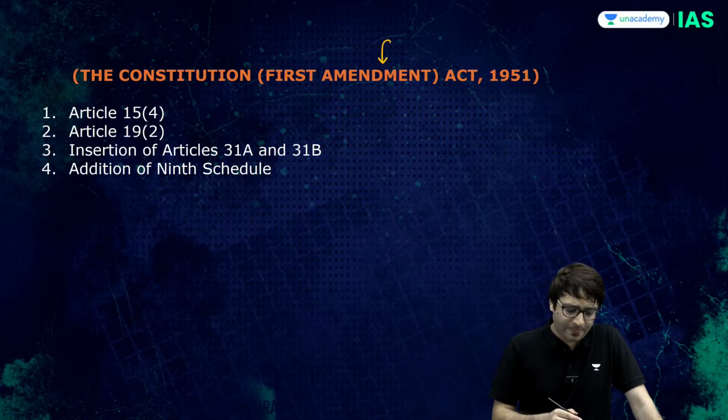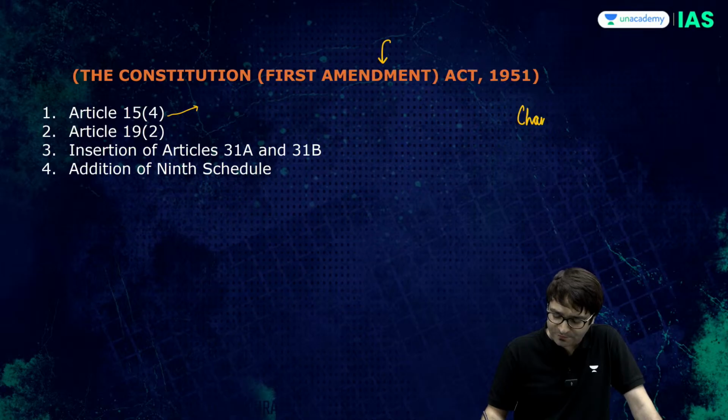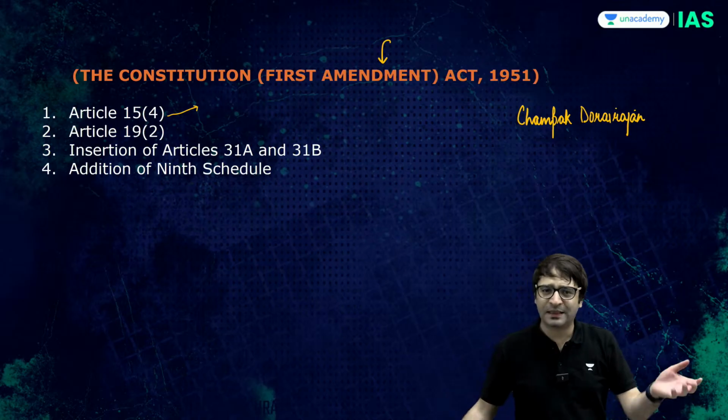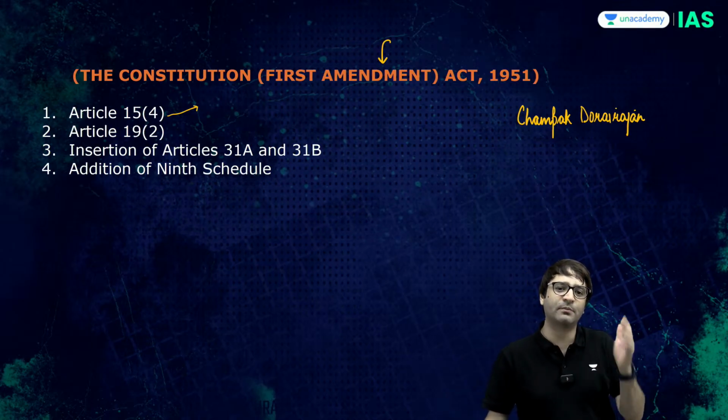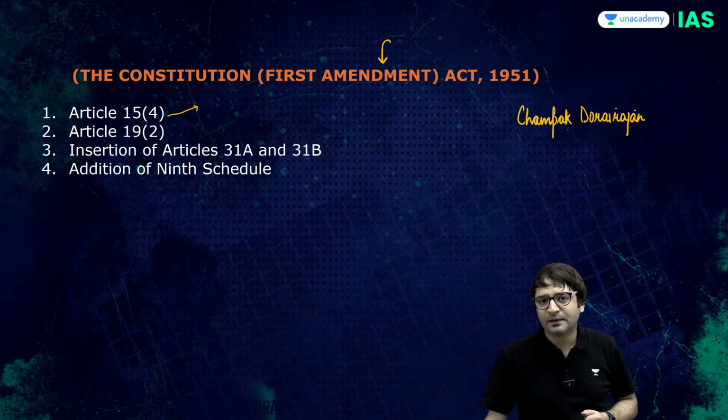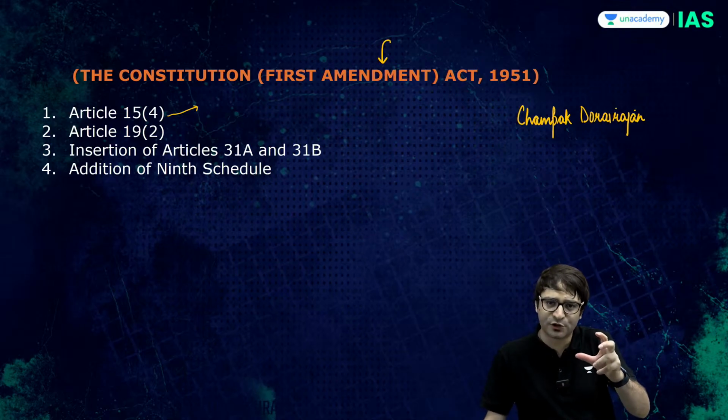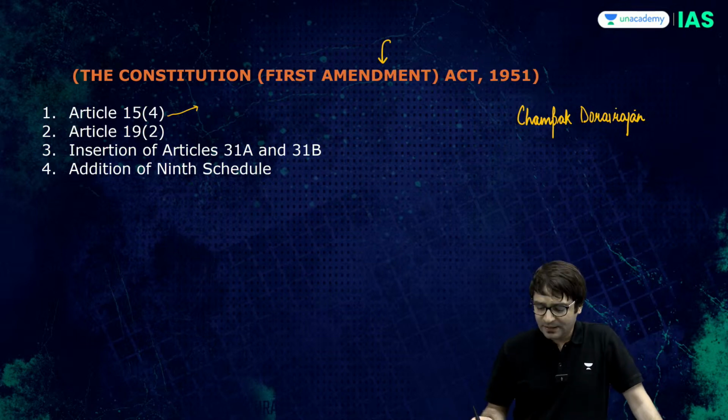Changes were made to Article 15, and this was because of the impact of the Champak Dorai Rajan judgment as well. The impact was because the Land Reforms Act and Zamindari Abolition Act were declared unconstitutional by the judiciary. That's how the first Constitutional Amendment Act in 1951 was enacted.